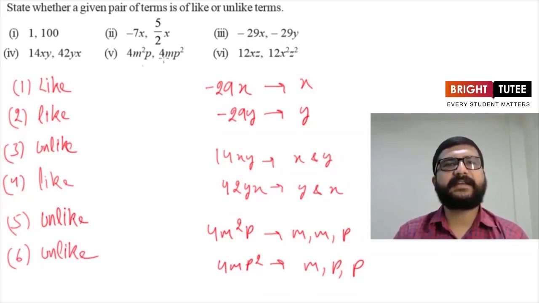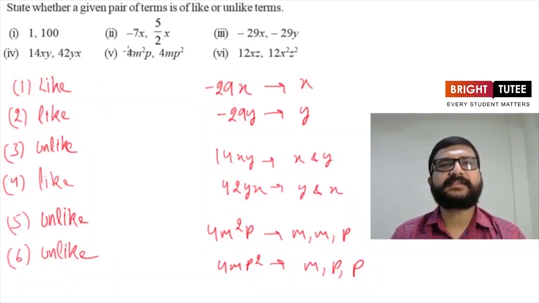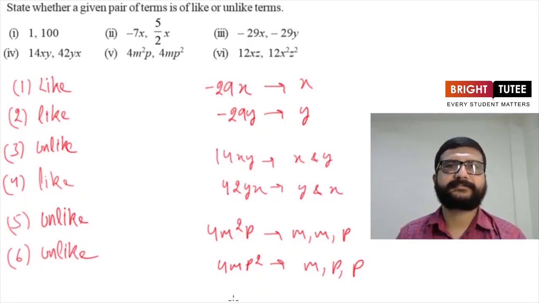So this is how we can identify whether the pair of terms which are given to us are like terms or not like terms. We just have to check whether the variables used in both the terms are same or not, and if they are same, then we have to check their powers also. Their powers should also be same, and if variables are same as well as their powers are also same, the terms are like terms, otherwise they are unlike terms. Now let's move to the next question.